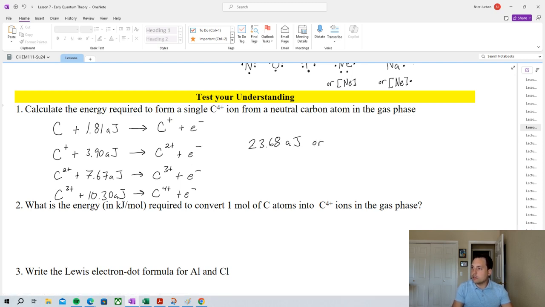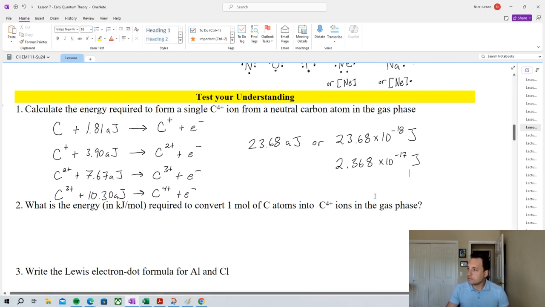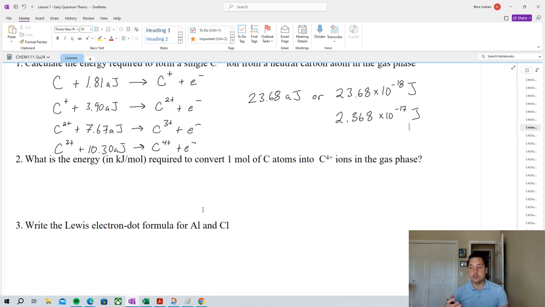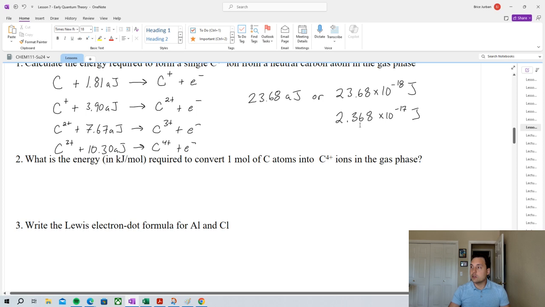attojoules, or we could write 23.68 times 10 to the negative 18 joules, which, if we want to put it in proper scientific notation, would be 2.368 times 10 to the negative 17 joules. We can also do this in terms of kilojoules per mole. A lot of textbooks and databases, instead of using attojoules, will do it this way. So let's do a unit conversion. Let's take this number and convert it into kilojoules per mole.